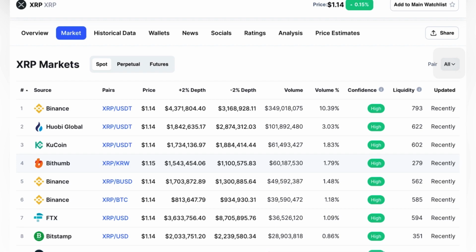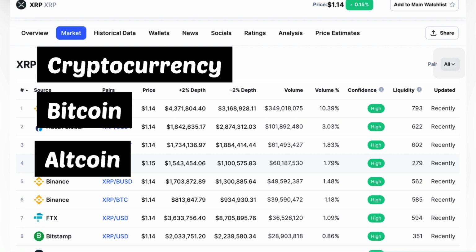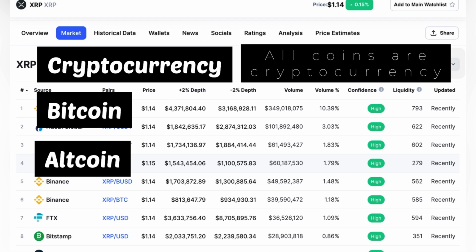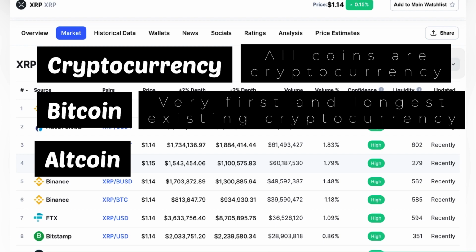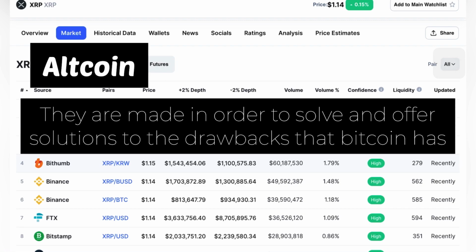Now, lastly, I would like to discuss the difference of cryptocurrency, Bitcoin, and altcoin. Technically, all coins are cryptocurrencies. Bitcoin is the very first cryptocurrency, and since it is the longest existing cryptocurrency, the other coins built after Bitcoin are referred to as altcoins or alternative cryptocurrency coins. Altcoins shared characteristics with Bitcoin, but technically, these altcoins are made in order to solve and offer solutions for the drawbacks that Bitcoin has.